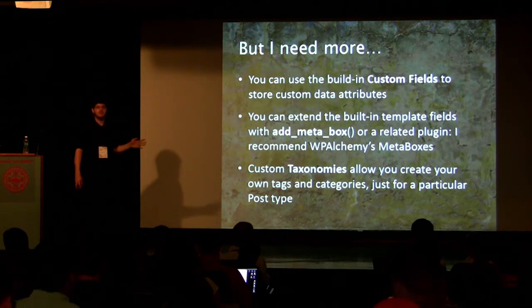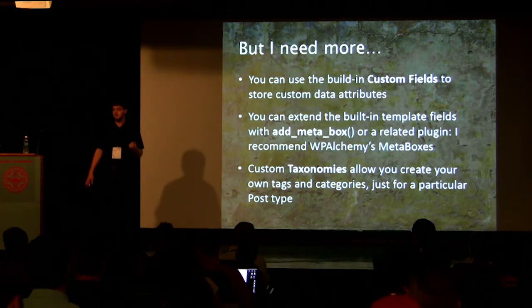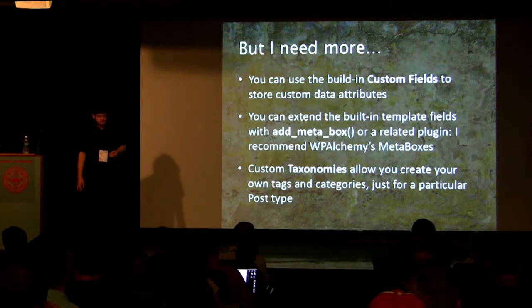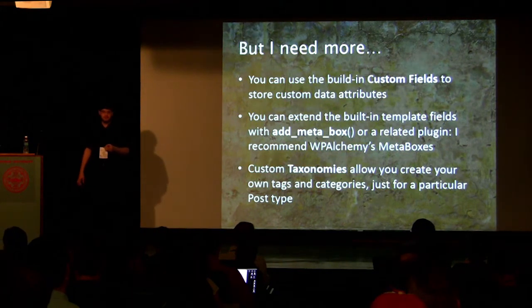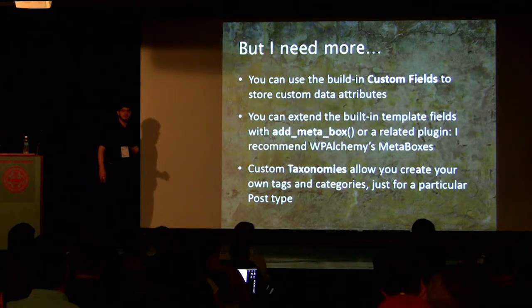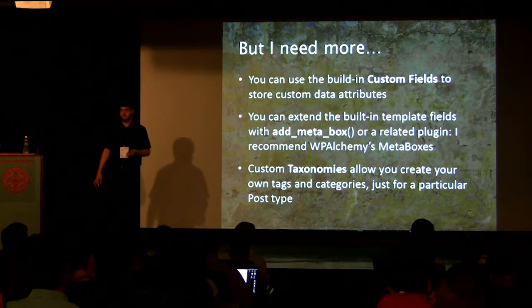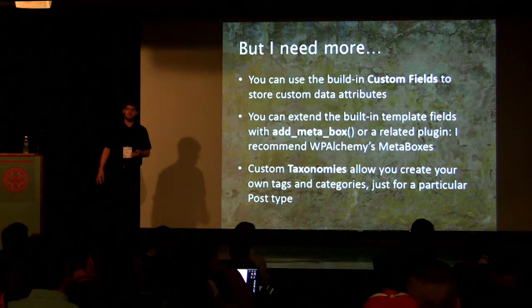Finally, one thing custom post types let you do is assign a custom taxonomy to your post type. Taxonomies have been around since before WordPress 3, but this is a way for you to define your own categories and tags. This is really, really powerful because you can use these as attributes when you're referencing your theme.